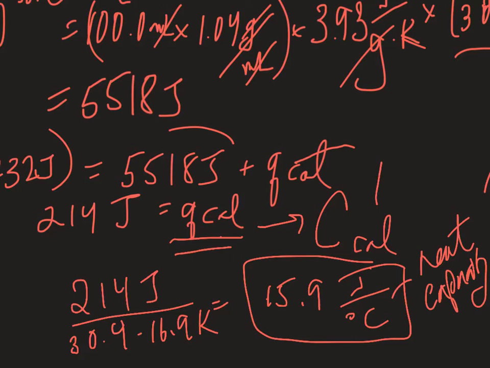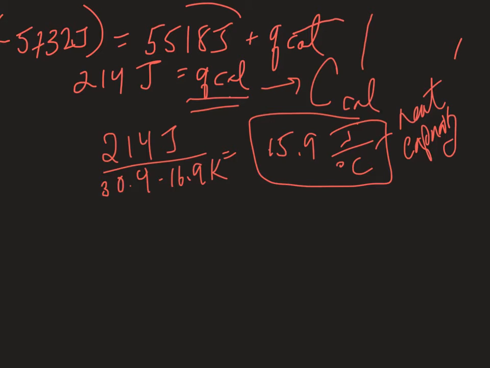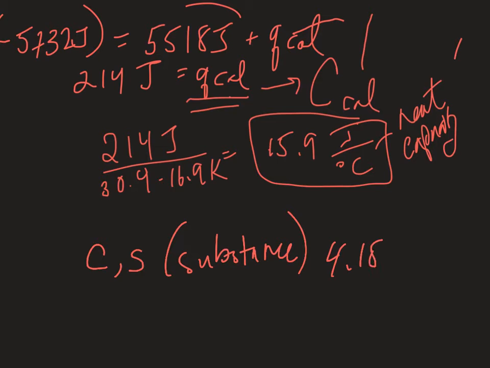I know this seems a little confusing, and what's the difference between big C and lower C? Lower C, sometimes lower S, is called the specific heat capacity, or just the specific heat, and that is for a substance. So essentially, I'll take water for an example: 4.184 joules per gram degree Celsius.